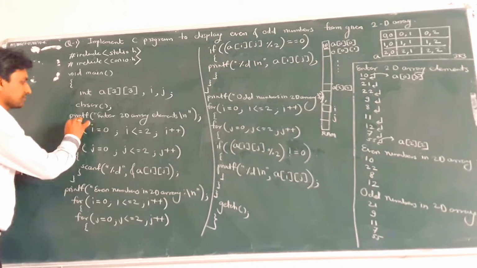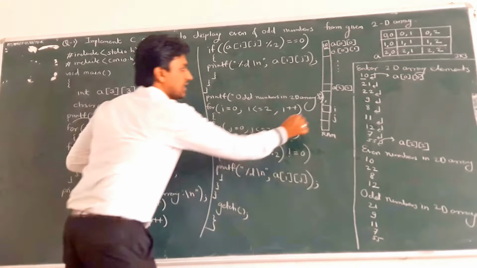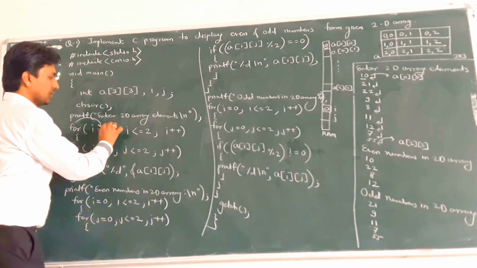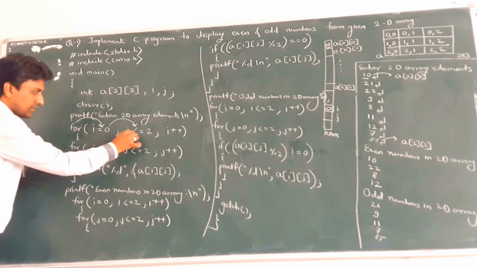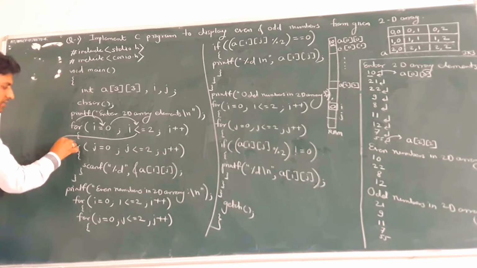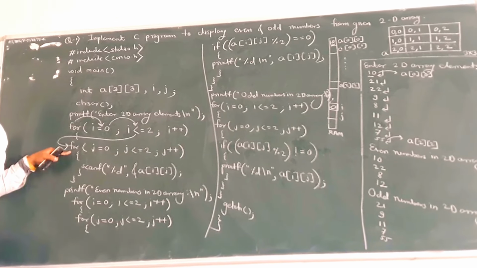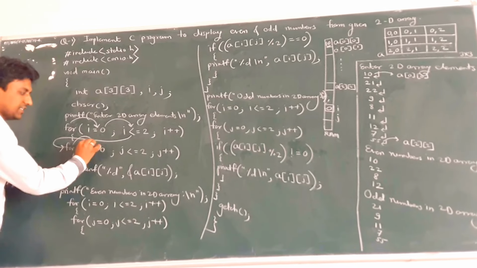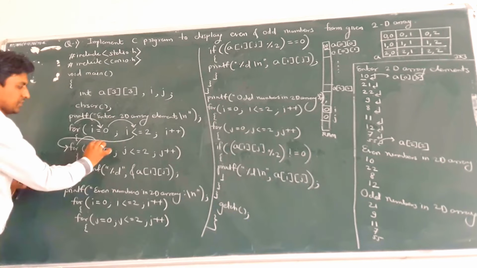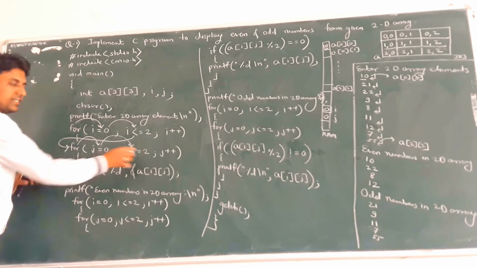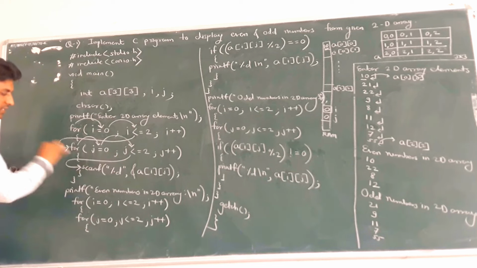After that, execution flow. i is initialized to 0, meaning here i is equal to 0. Then 0 less than or equal to 2, condition true. True means entry to the for loop. So inside the outer for loop there is the inner for loop statement. So again j is equal to 0, that means j is initialized to 0. j less than or equal to 2, condition true, means entry to the inner for loop.